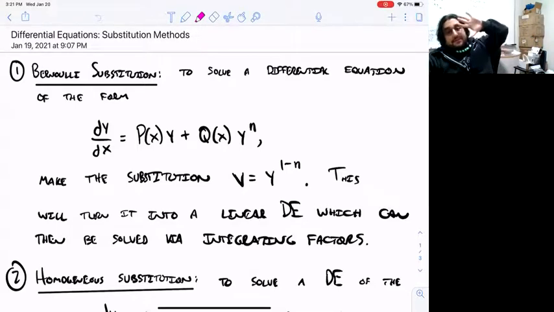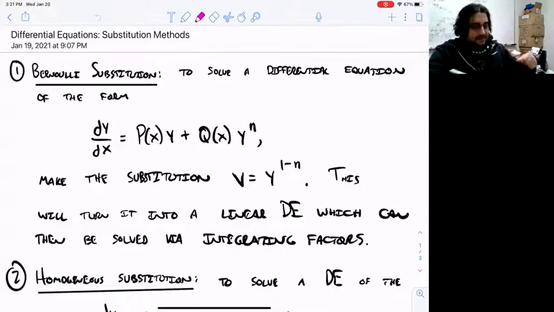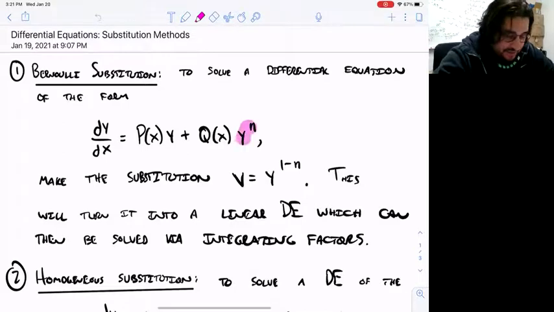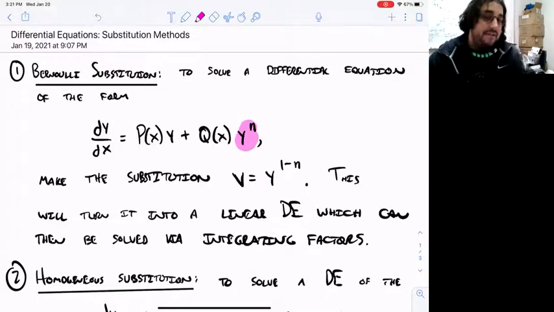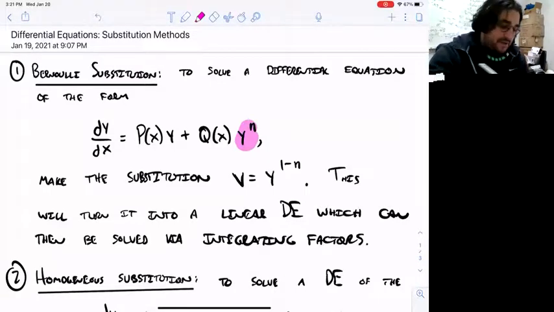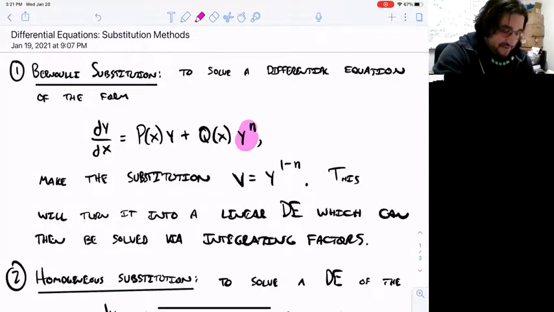To solve a differential equation specifically of that form. Notice it looks like a linear differential equation, but it has this one extra piece, right? That y to the n. If it didn't have that y to the n, it would just be linear, and we would solve it probably using integrating factors, right? But how do you handle that extra piece?